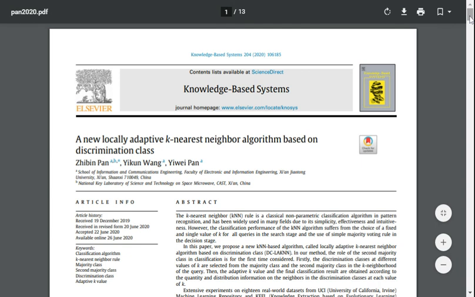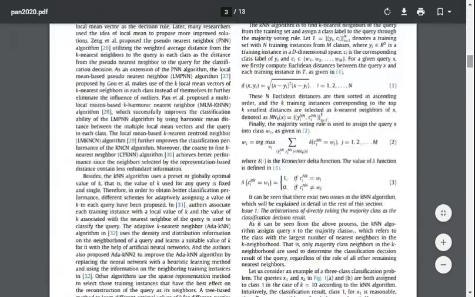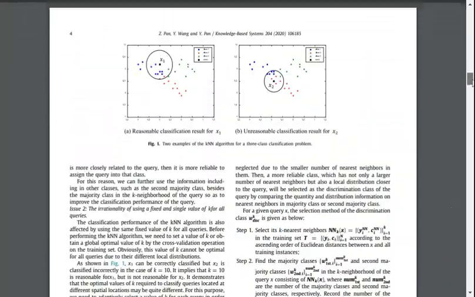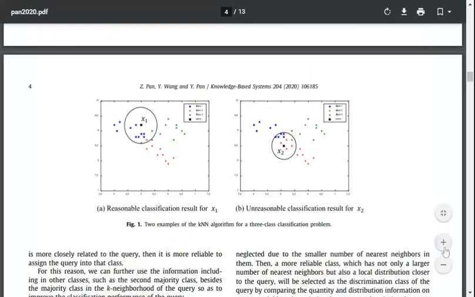It's about KNN2, a new locally adaptive nearest neighbor algorithm based on discrimination class. It's for 2020, sorry. And let's do this. I will explain it very shortly because I have a lot of stuff that I had to do today.